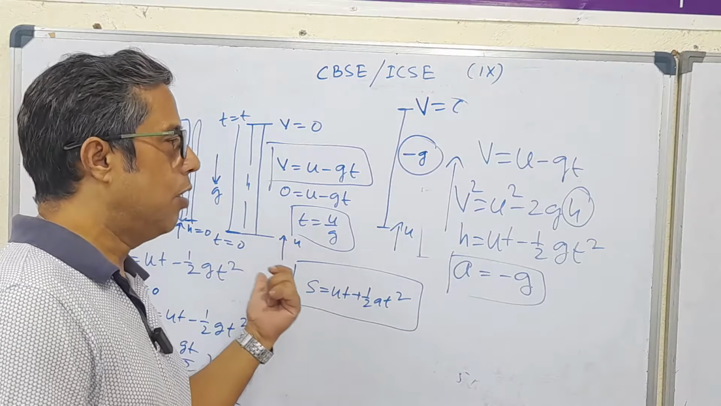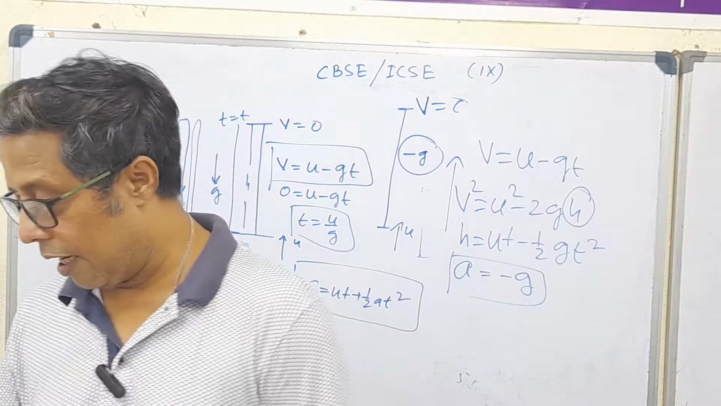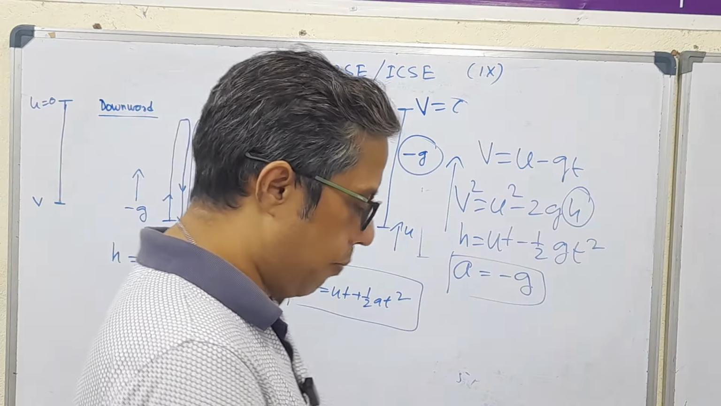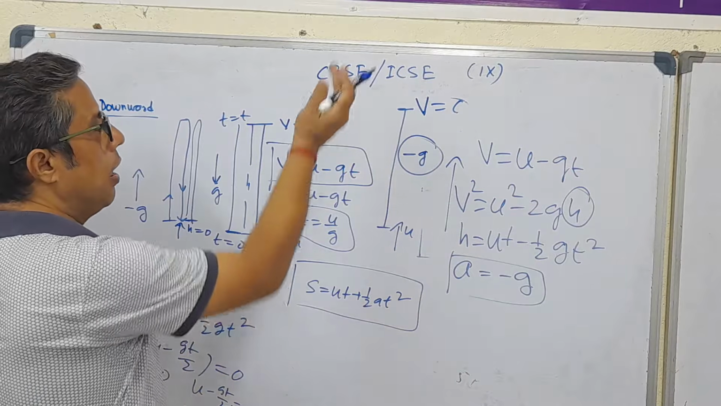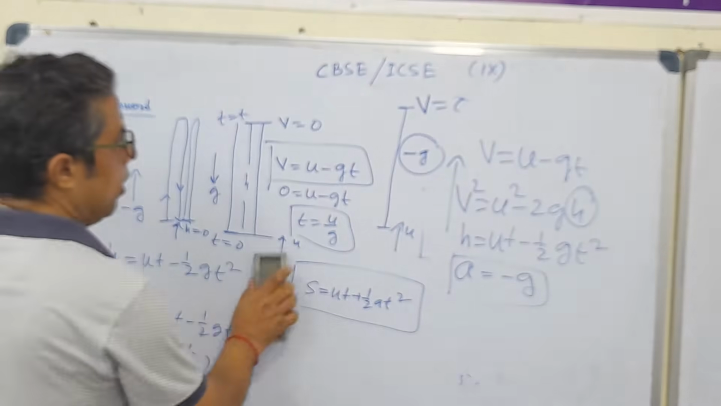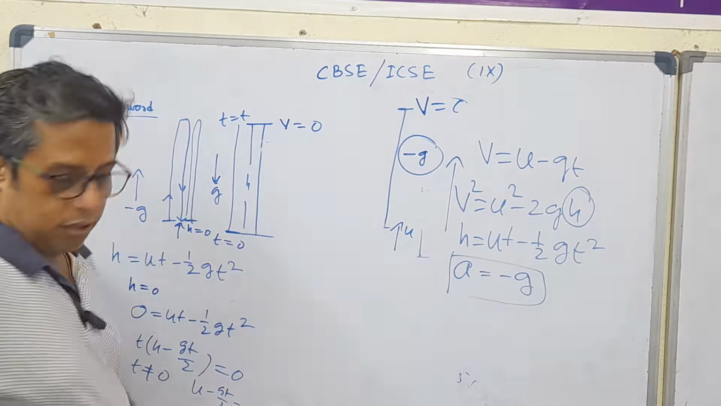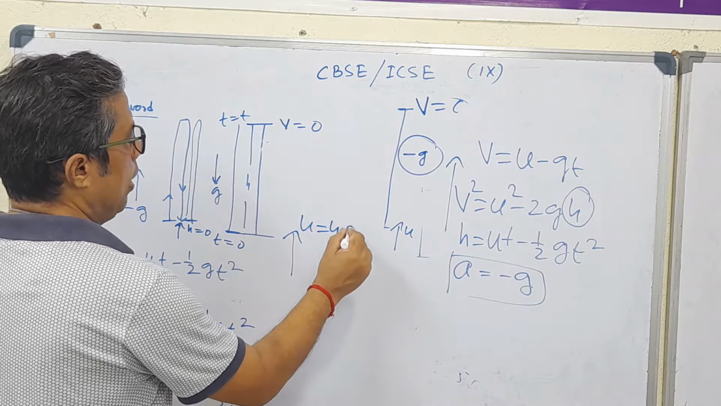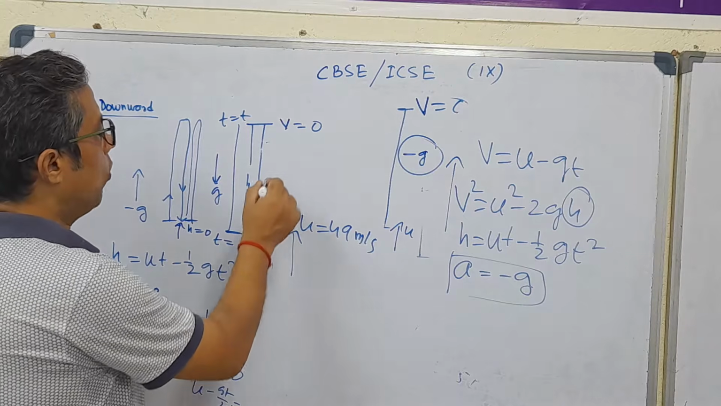In CBSE or even ICSE papers we have questions like this. Let me read a question: a ball is thrown vertically upward with velocity 49 meter per second. So let's say we throw a ball from this point, and the velocity u will be 49 meter per second at this point. Now when it is going up, what happens?